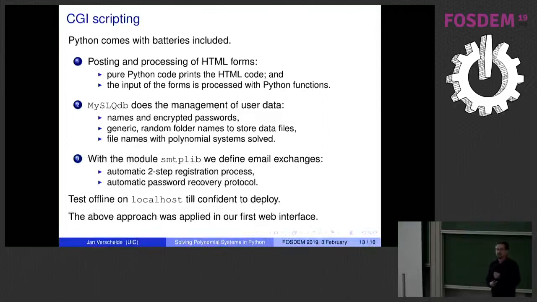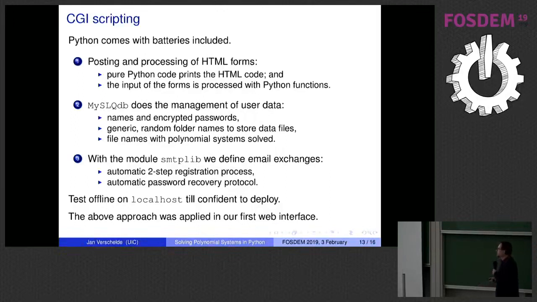Why Python? Well, Python provides all the tools that you need for a self-contained web server. So here are the three main ingredients for our first web interface. With CGI scripting, you probably know all that, you can write your HTML forms with a pure Python script, and you can also process them with a pure Python script. We use databases, but there is this wonderful interface that allows you to get the proper MySQL commands once and for all, and then you wrap them into your own application.